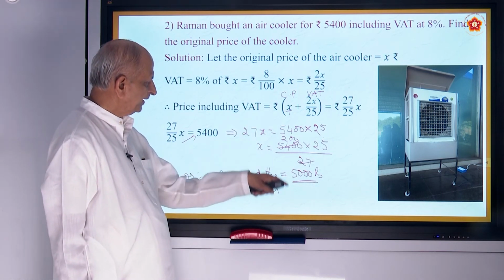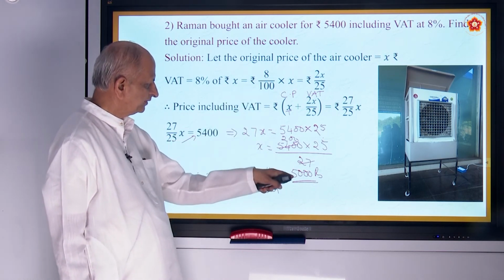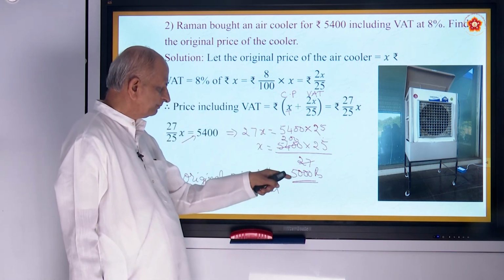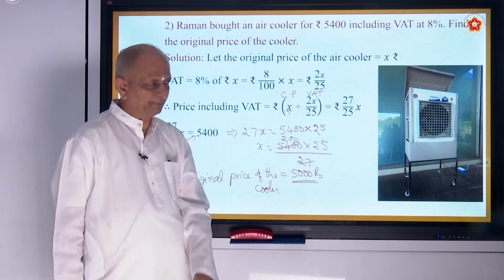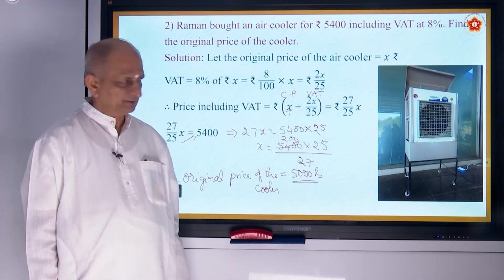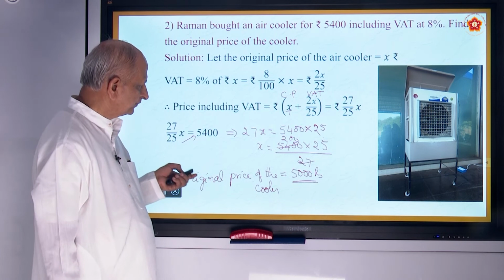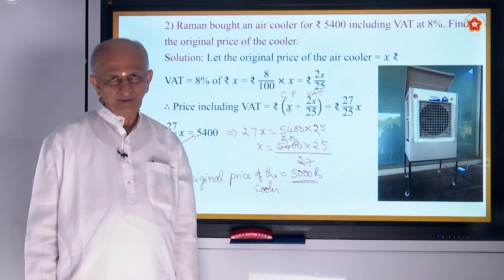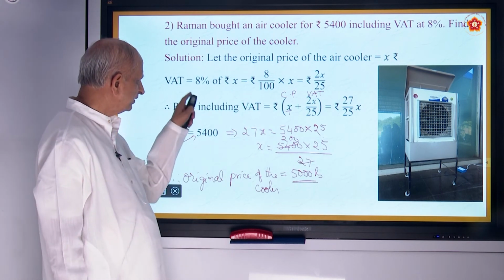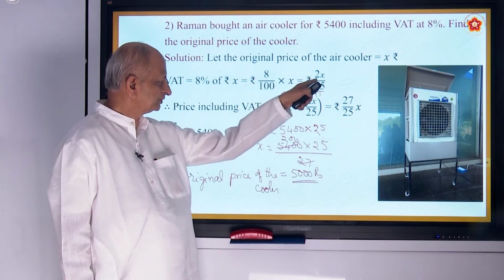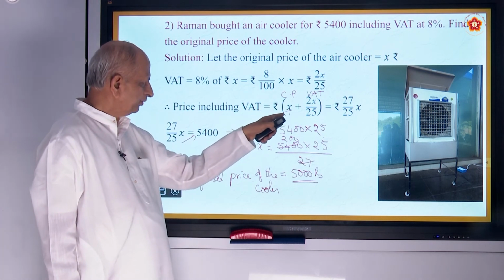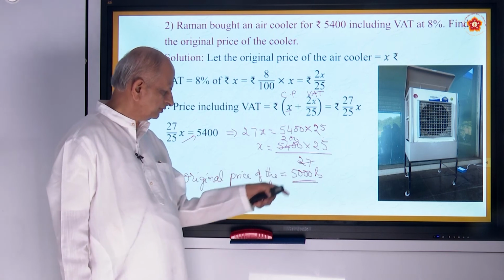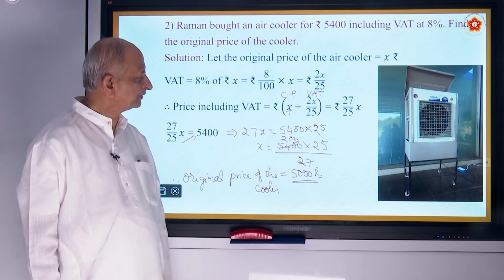Then if you apply 8% of this, it will come to 400 rupees, and 5,000 plus 400 is 5,400, that is the price he has paid. Okay, this is how you do it. Followed? So you have to take it as X, and the tax, 2x by 25, is to be added to the cost price. And then you get the value of the cooler as 5,000 rupees.